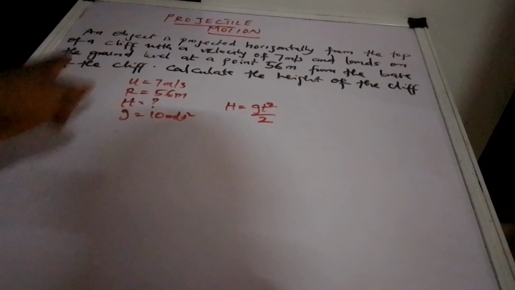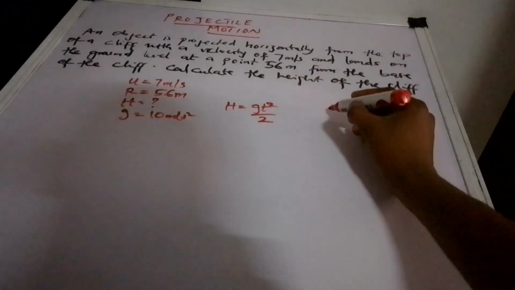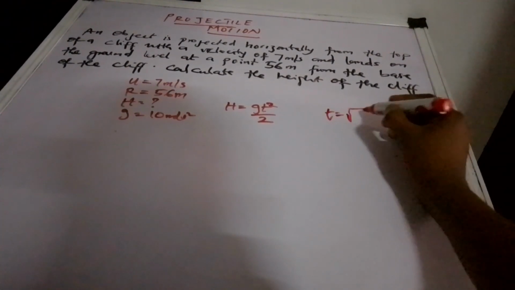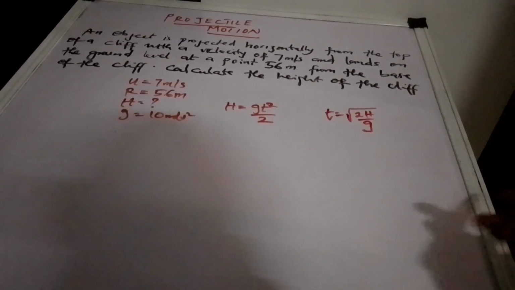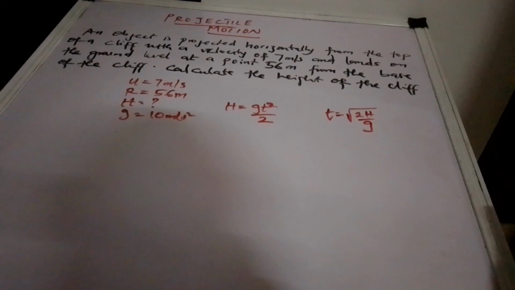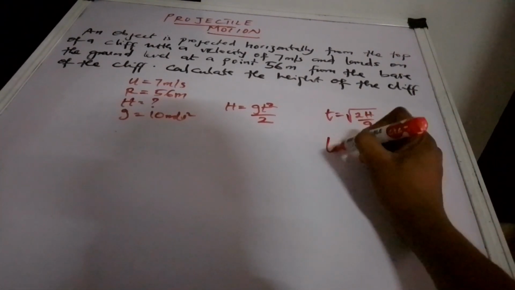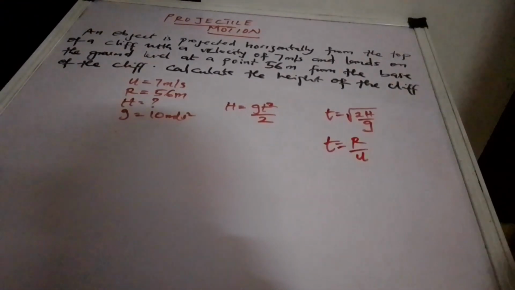What is our t? We don't know our t. So the problem is we don't know our t. Then to get our t, what's the formula? Remember that our t is always the square root of 2h over g. If I use this formula for t, then I won't be able to do anything because I still don't know what h is. Then another formula we can use to find our t is r over u. You have to recall that t is also r over u.